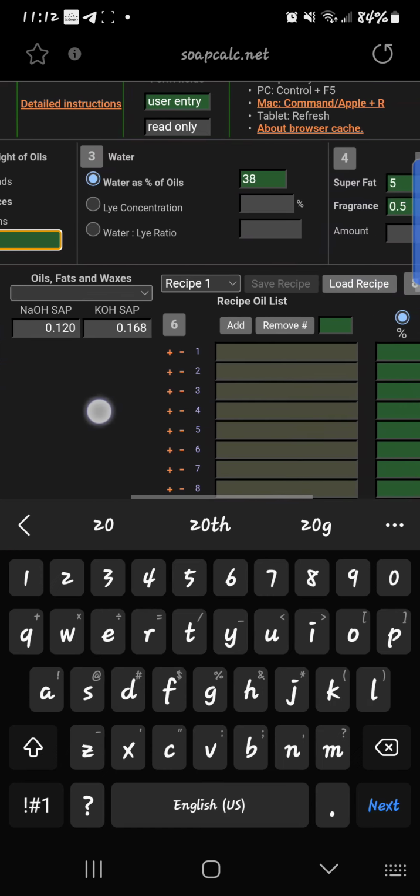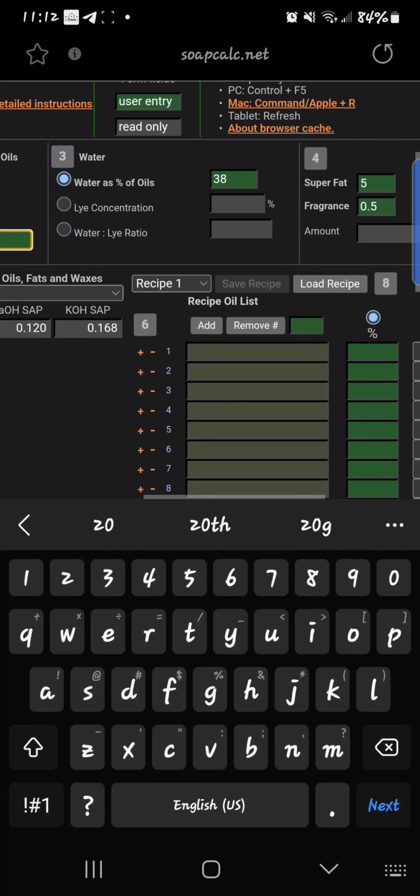All right, so next is number 3, and it's the water. The default water as a percentage of oils is 38%. If you're new and starting out, I say we leave it at 38%, and we'll go over water discounting later on. This is mainly for people who aren't familiar with using the soap calculator, and more than likely they'll be beginners. So we're going to leave it at 38%.